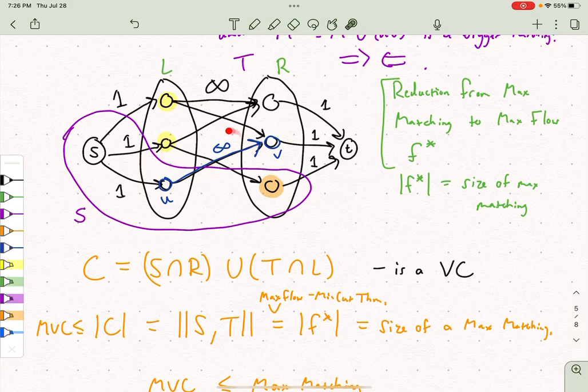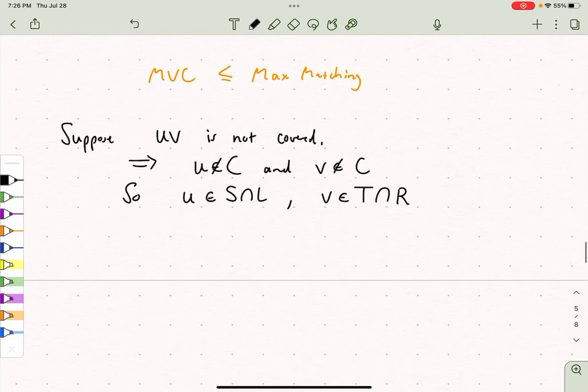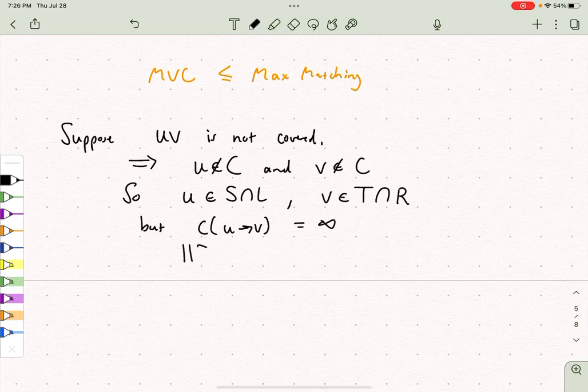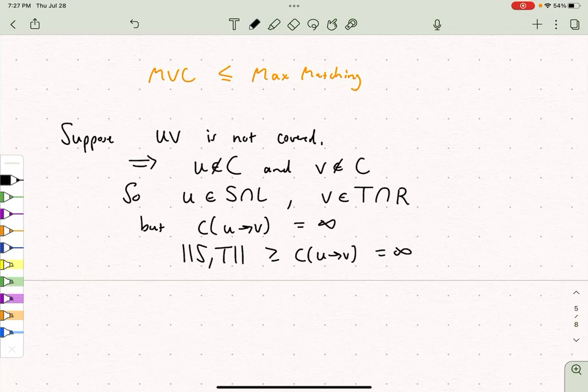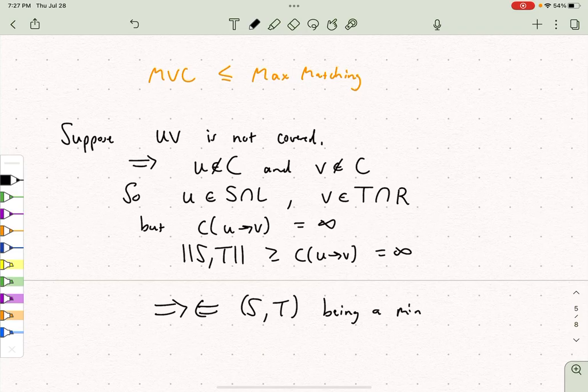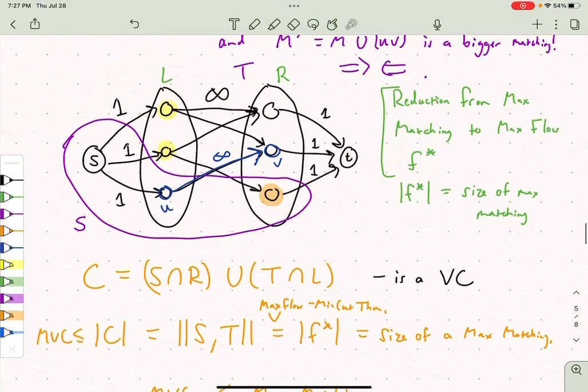But this edge has infinite capacity. The capacity of U to V is infinite, and so the capacity of S to T, which includes this edge because it crosses the cut, is also infinite. So this contradicts ST being a min cut. You can always find a finite cut. For example, just take all of these edges.